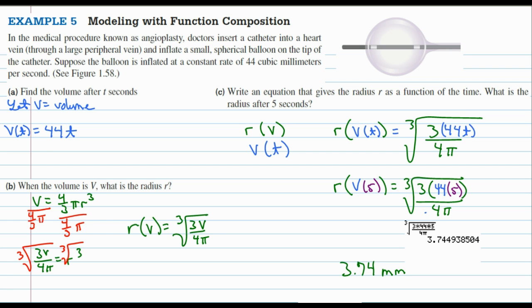So to recap, what I did here in example 5, I had a function of volume that related to time, and I had a function of radius that related to volume. I needed to get a function that related radius and time. The connecting variable there was volume. So I made a function of radius, of volume, of time, a composition.